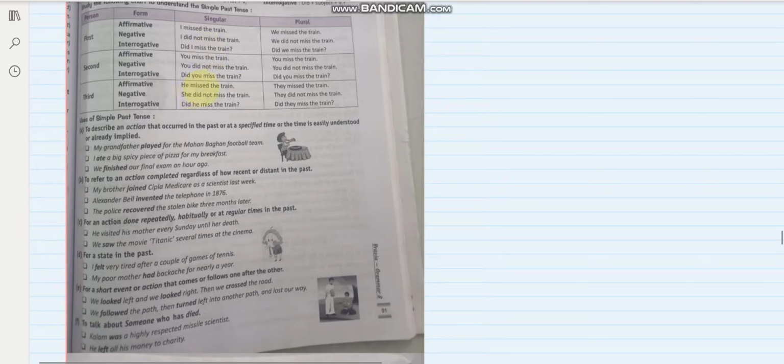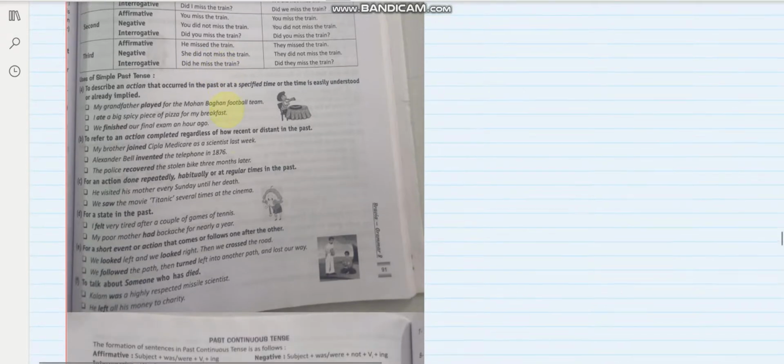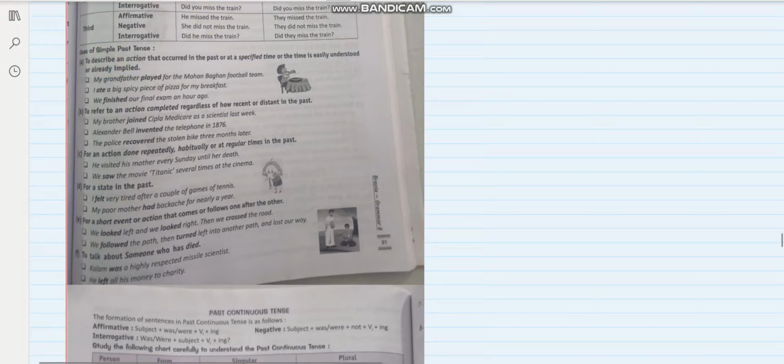Similarly, we have he missed the train. She did not miss the train. Did he miss the train? I hope this is clear to you. Let us see the uses of simple past tense. Now, what are the uses of simple past tense?